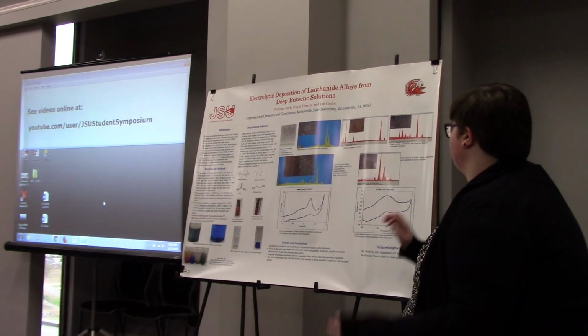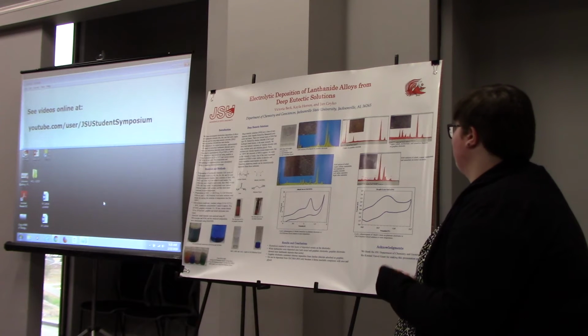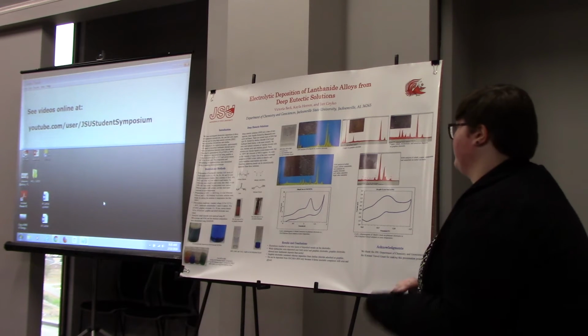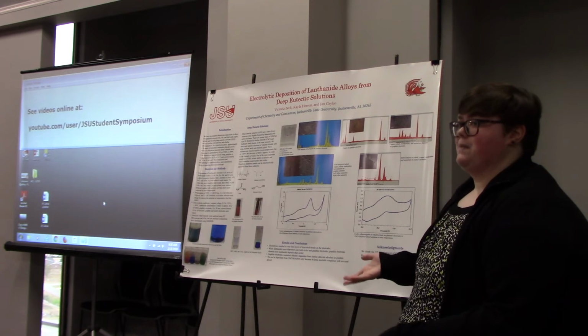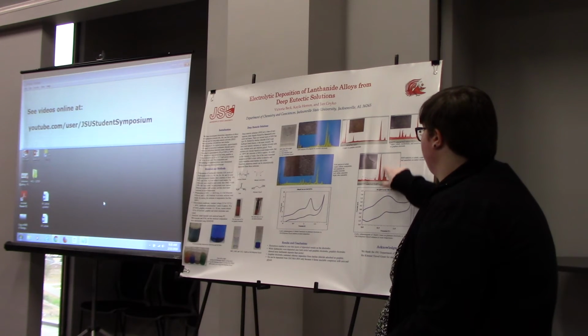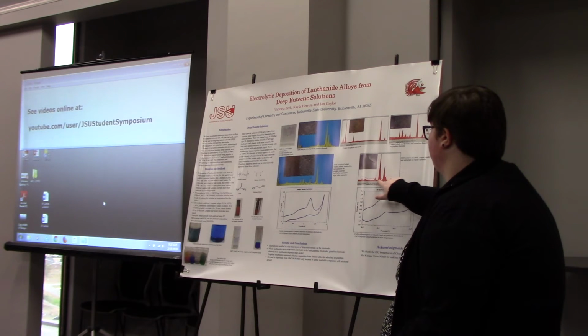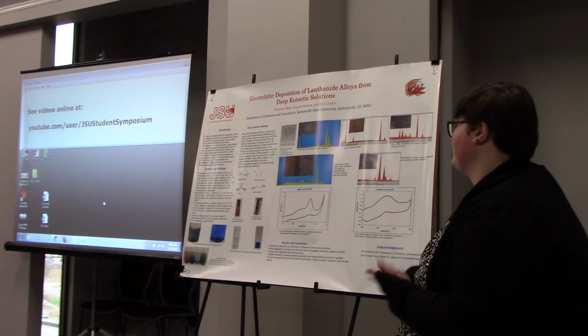This one is cobalt, copper, neodymium, and samarium on the nickel electrode. The primary peak here is nickel, which makes sense because the electrode is made out of nickel. And this here is copper, but notice there's not very much lanthanides on here.